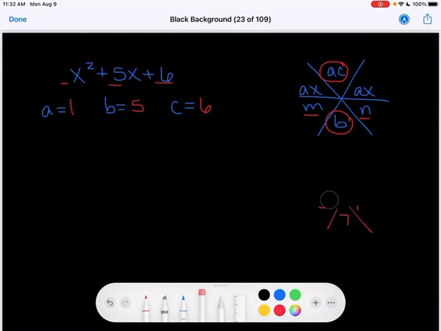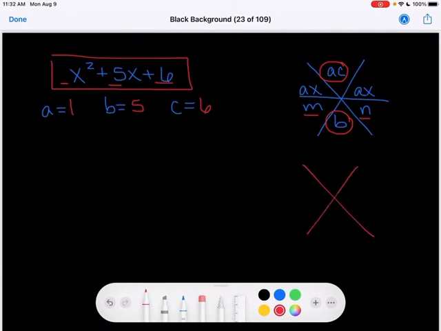So let me erase this for now. All right, so let's do that here for this one that we're asked to factor. A times c in this case would be 1 times 6, which is 6. B here is 5. And ax is, again, this portion just without the squared part. So that's just 1x and 1x, or just x and x. So I need to find two numbers that multiply to give me 6 that also add up to 5.